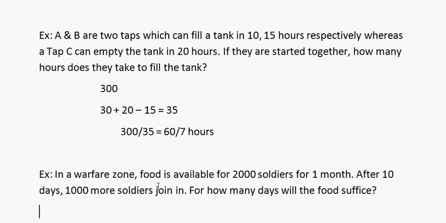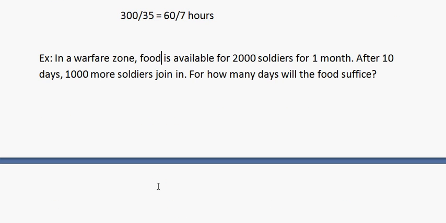So the last type of question in time and work is a similar one but with slightly different wording, so let's do it as well. In a war zone, food is available for 2000 soldiers for 1 month. So 1 month is equal to 30 days. After 10 days 1000 more soldiers join in. For how many days does the food suffice? So this is also similar, right?